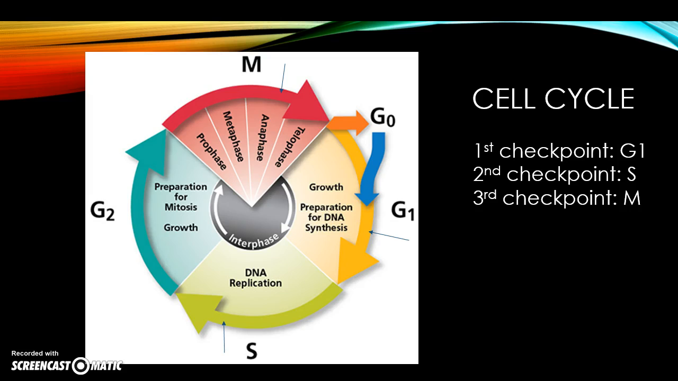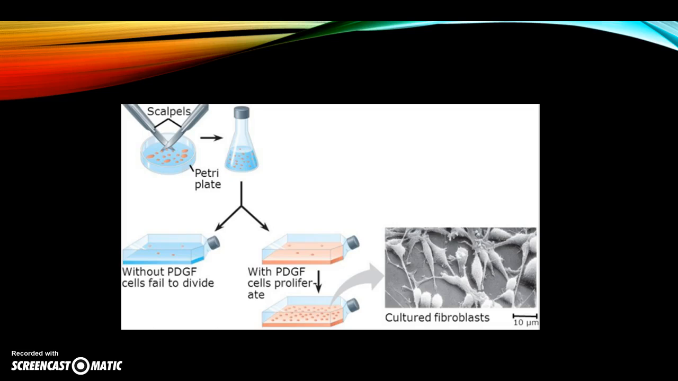The M checkpoint simply checks to make sure that mitosis is complete and that the cell is ready to divide by ensuring that each chromosome is attached to the mitotic spindle. Ultimately, it is the internal and external signals that allow the cell to continue the cycle. The platelet-derived growth factor is also responsible for regulating the cell cycle by binding to the cell receptors in order to stimulate cell division in connective tissues.